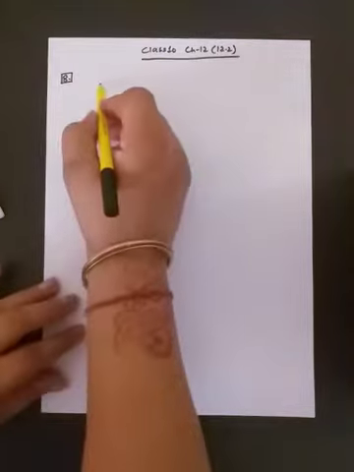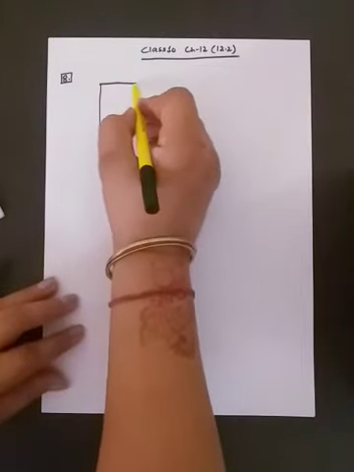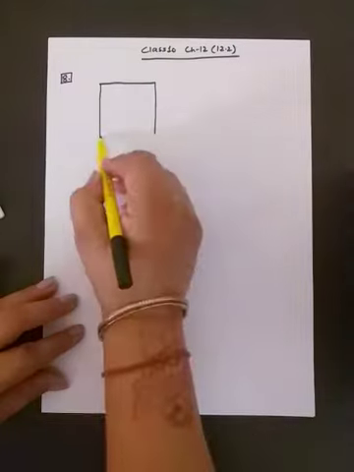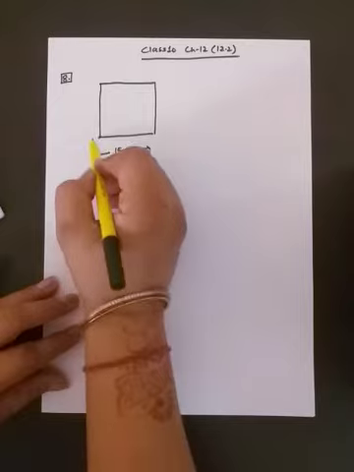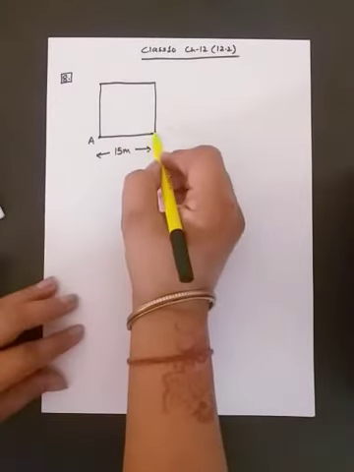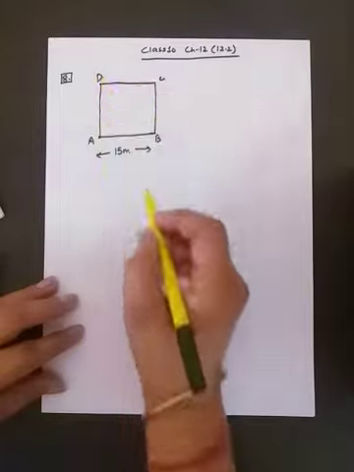Hello students, let us start question number 8 of exercise 12.2 chapter 12. Here, a horse is tied to a peg at one corner of a square shaped grass field of side 15 meter. Means there is a square with side 15 meter, and a horse is tied here in one corner of the field.